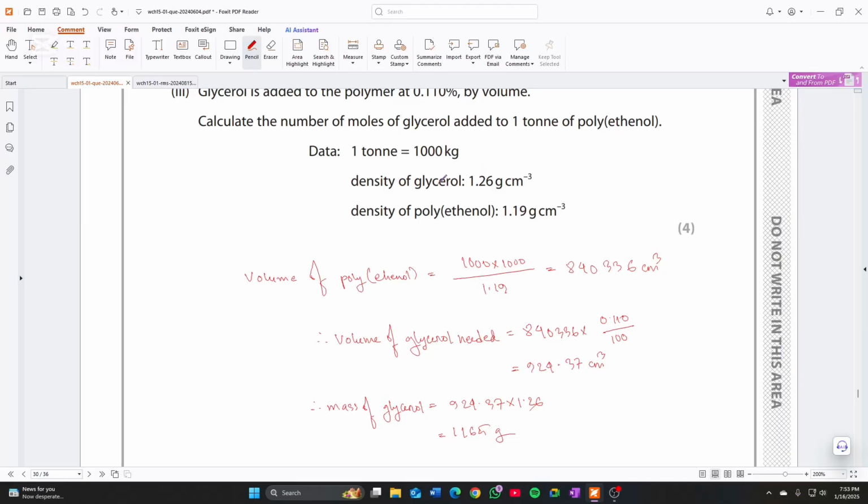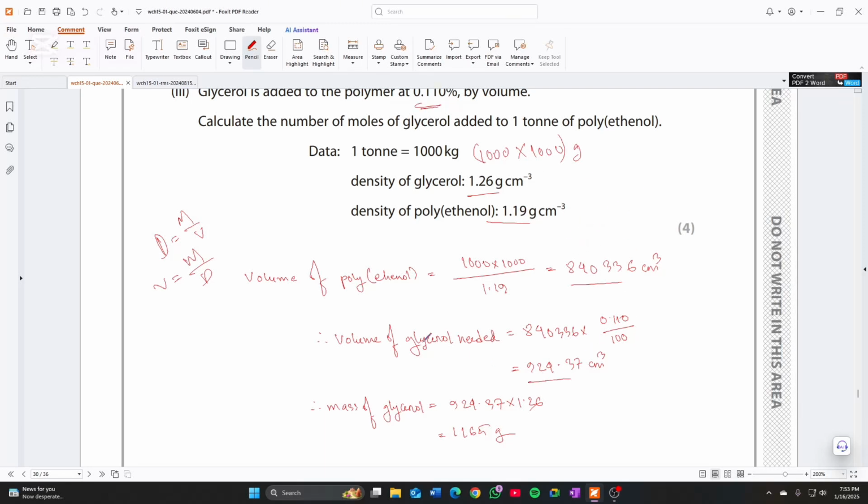So we have 1 ton, that means 1000 kg. 1000 kg in grams is 1000 times 1000, right? And then we have the density of glycerol and density of ethanol. At first we find out the volume of polyethanol. We know the formula for density: density is equal to mass by volume. Therefore, volume equals mass by density. So this is mass in grams divided by the density. What was the volume of glycerol we needed? This times 0.110 divided by 100, since this is the percentage of glycerol that we need.